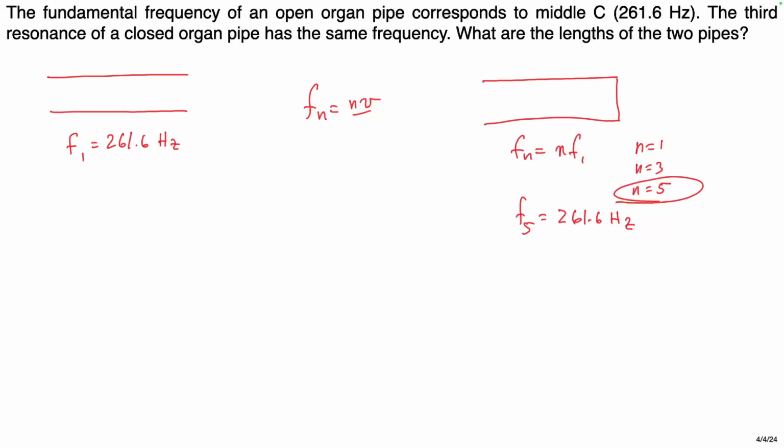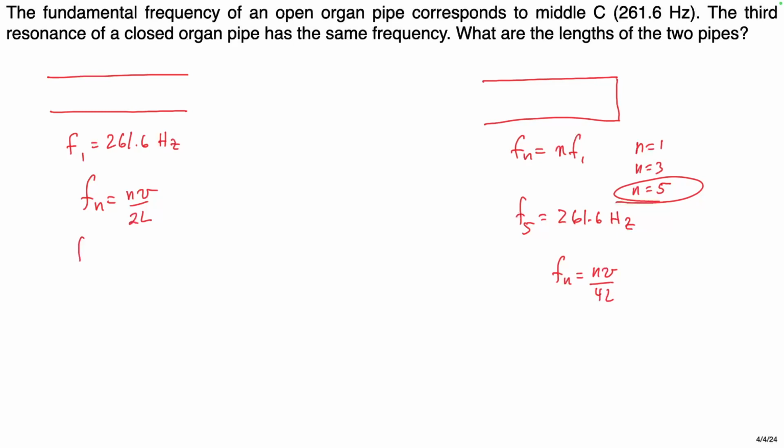We've got NV over 2L, but where does the NV over 2L go? It goes with the open pipe, doesn't it? Because what does the closed pipe say? NV over 4L. Again, that's a mistake I make all the time.